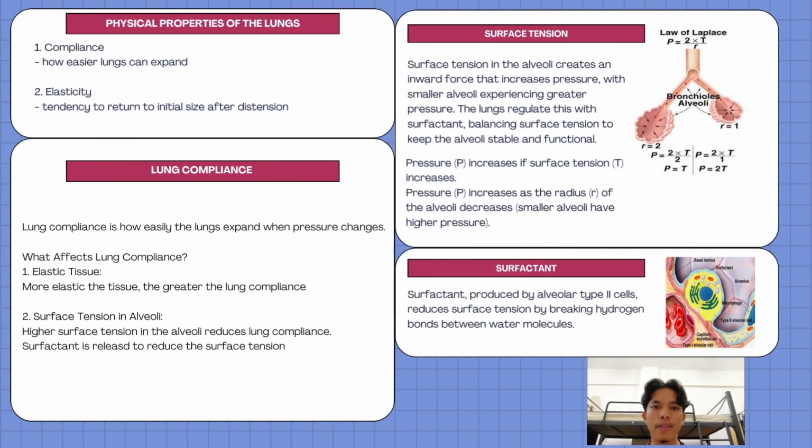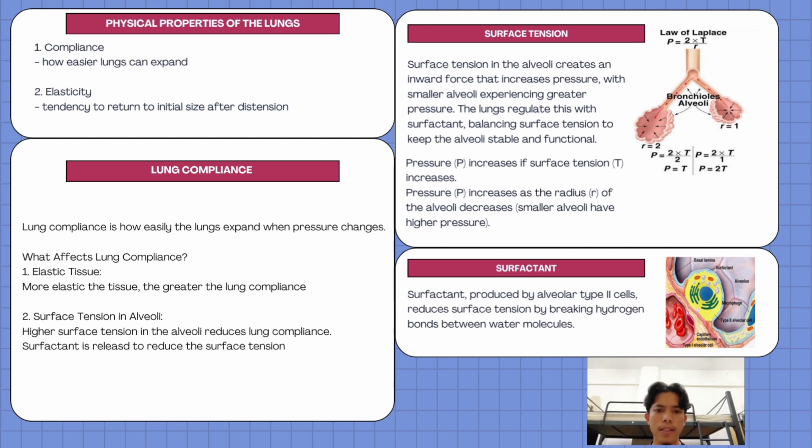Now I'm going to talk about the physical properties of the lungs. First, compliance, which is how easily a lung can expand. Secondly, elasticity, which is the tendency to return to initial size after distension. Next, I'm going to talk about lung compliance. Lung compliance is how easily the lungs can expand when the pressure changes. There are two factors that affect lung compliance. The first is the elastic tissue. The more elastic the tissue, the greater the lung compliance.